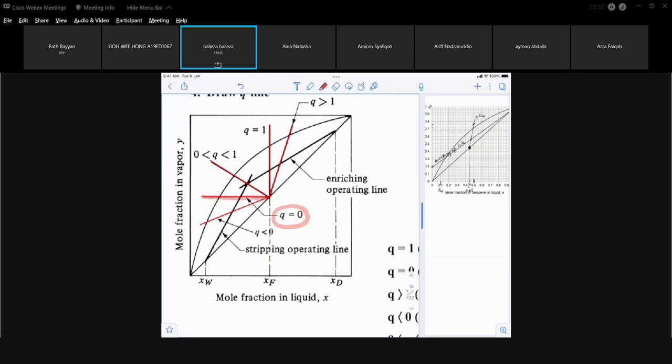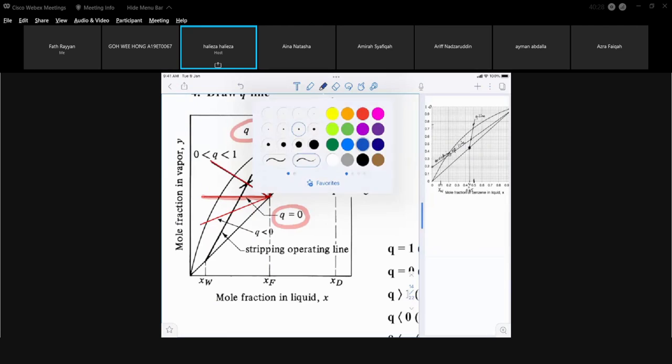And when your Q is equal to 1, you will get a vertical Q line. You don't need to calculate the slope or the y-intercept. But if Q is neither 0 nor 1, then you have to calculate the slope and the y-intercept. But obviously, the y-intercept normally is not within range, unless you get the line whereby Q is less than 0.